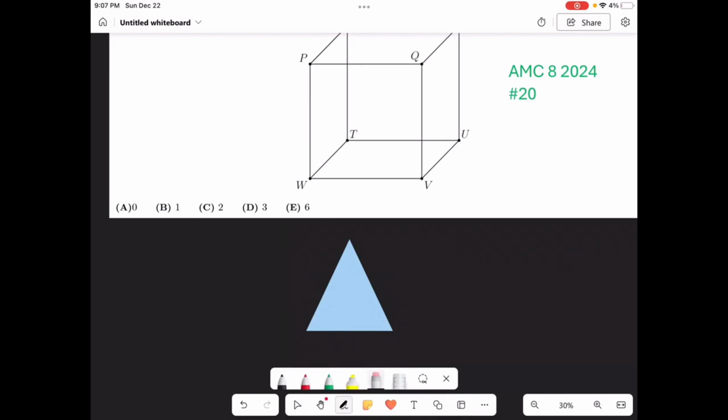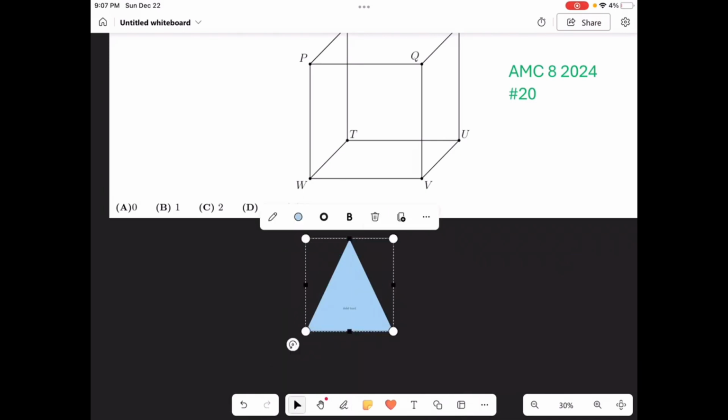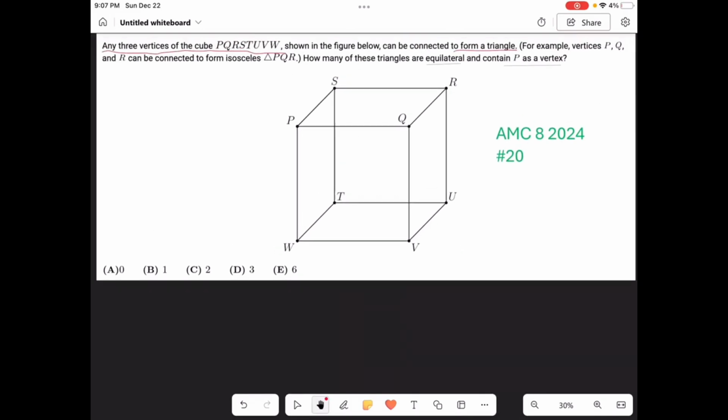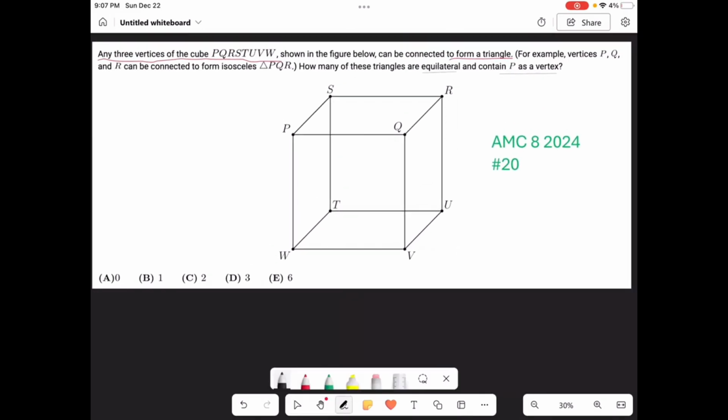So what does this mean for our problem? We need to find how we can form an equilateral triangle using the vertices, especially P. So what vertices can we use as options? Our options will be R, V, and T, because they're all an equal distance away from P.